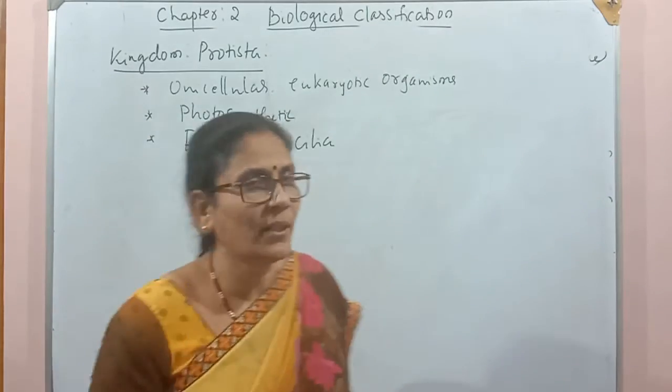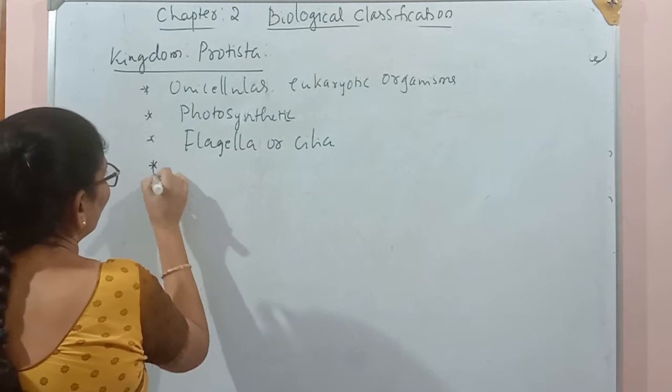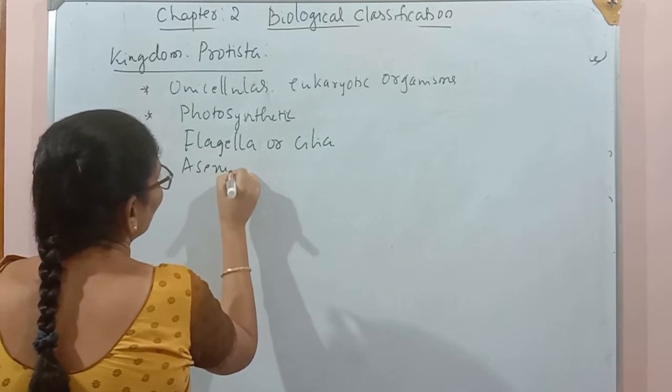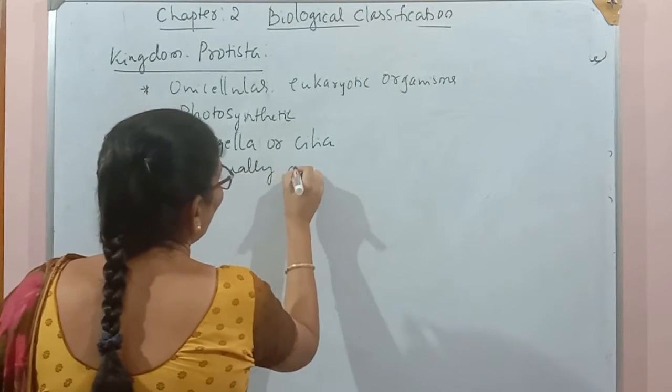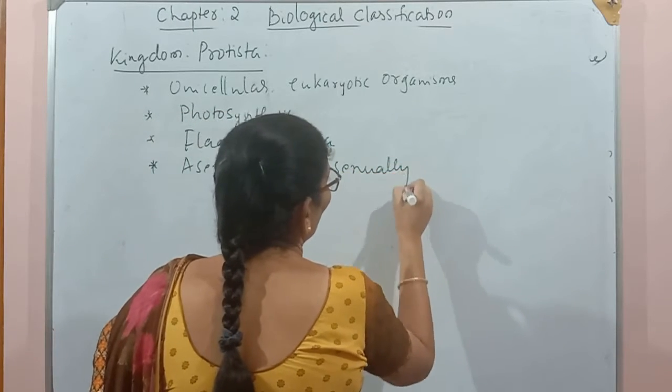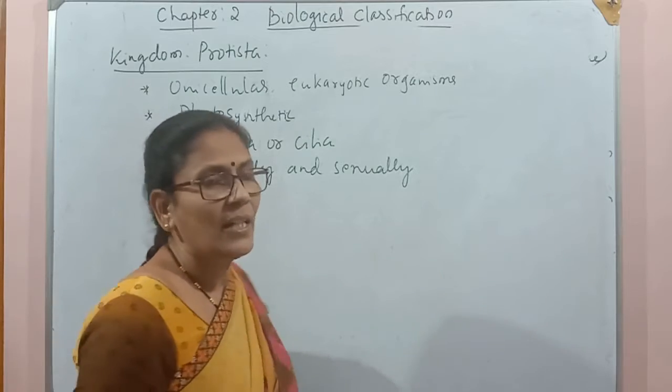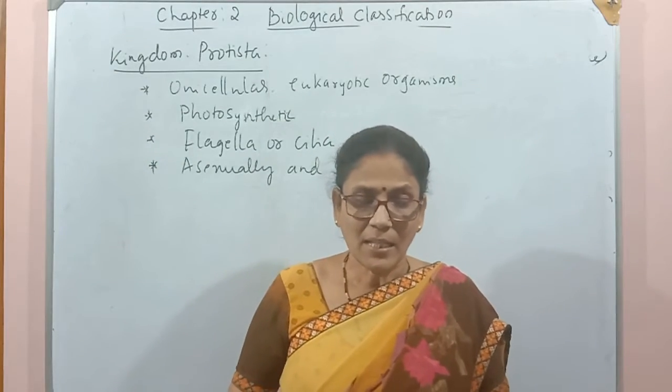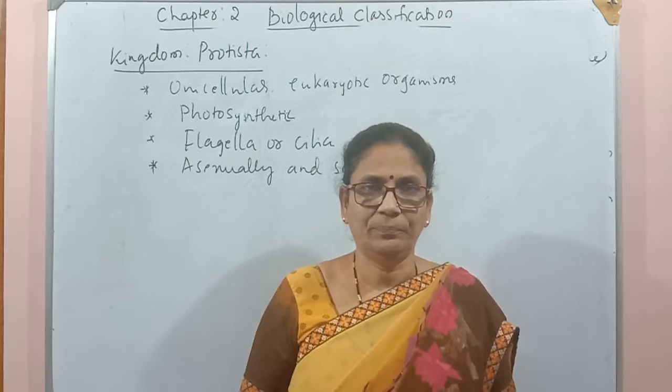They reproduce asexually and sexually by processes like cell fusion and zygote formation.